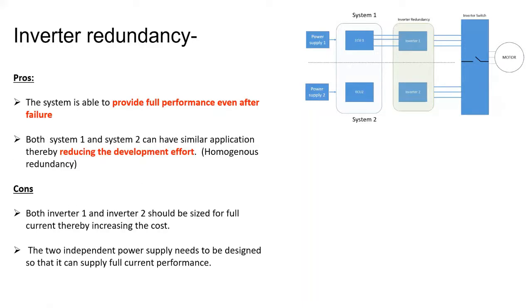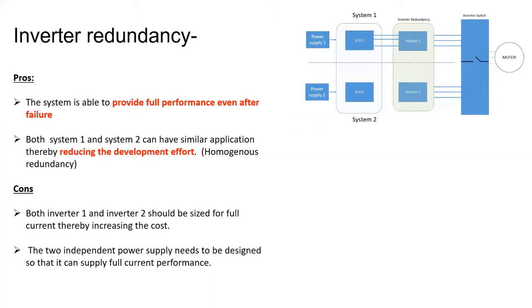What are the pros of this type of architecture? The system is able to provide full performance even after failure. Both system one and system two can have a similar application, thereby reducing the development effort. This is something called homogeneous. We can develop both systems homogeneously so that the effort for developing this kind of system is less.